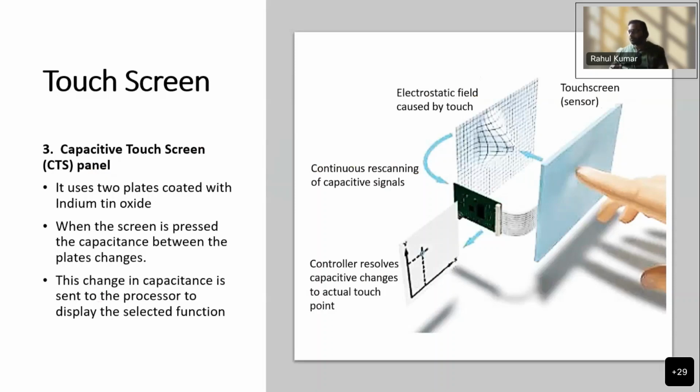The other type of touch screen technology is your capacitive touch screen. It's the simplest. So basically you have two conducting plates, right? So you have two conducting plates. Let me draw my own picture.